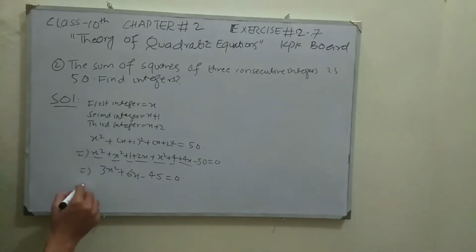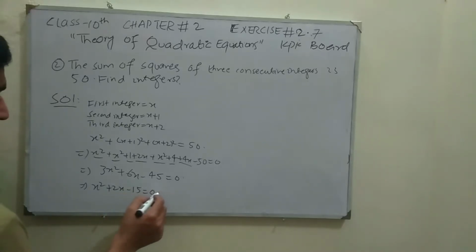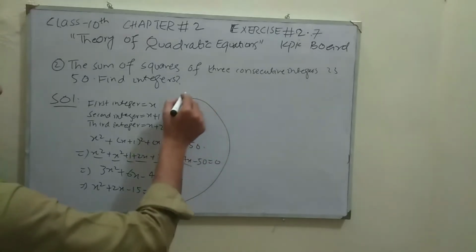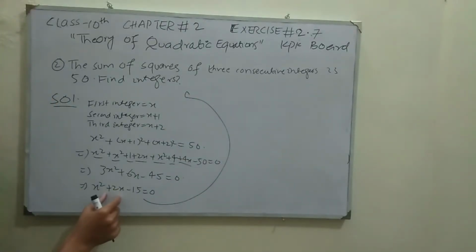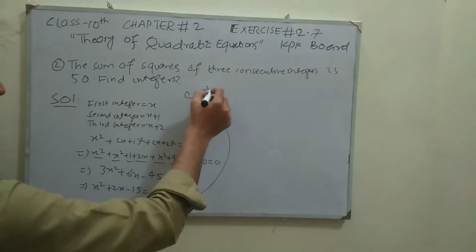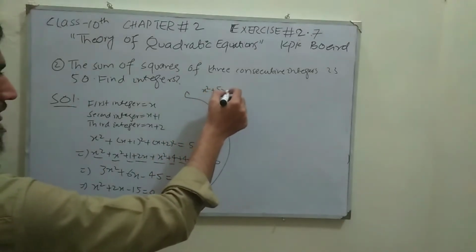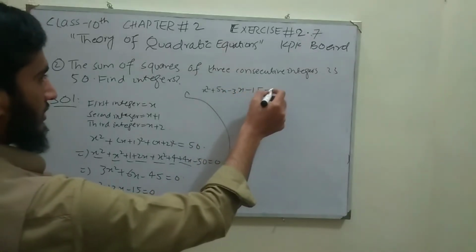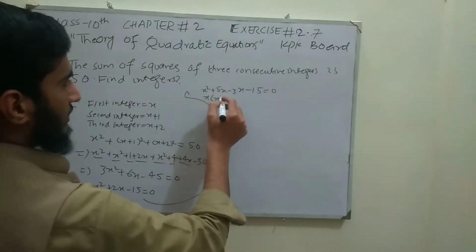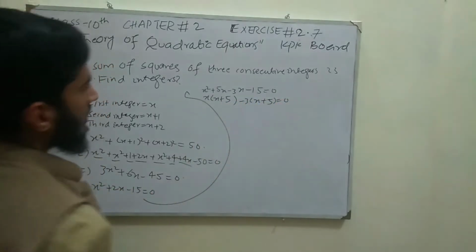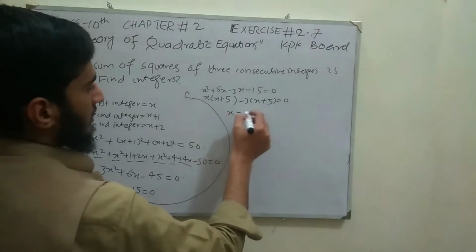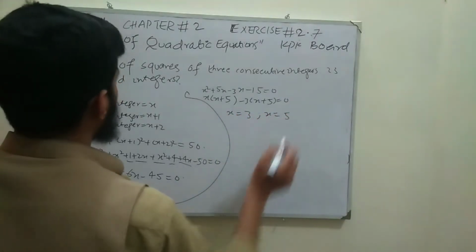Divide the whole equation by 3, so the equation will become x square plus 2x minus 15 is equal to 0. Using the factorization method, we choose two numbers whose sum is 2x and whose product is minus 15x square. So the two numbers are 5x and minus 3x, minus 15. Taking x common, x plus 5, minus 3 common, x plus 5 is equal to 0. So the solution will be x is equal to 3 and x is equal to negative 5.